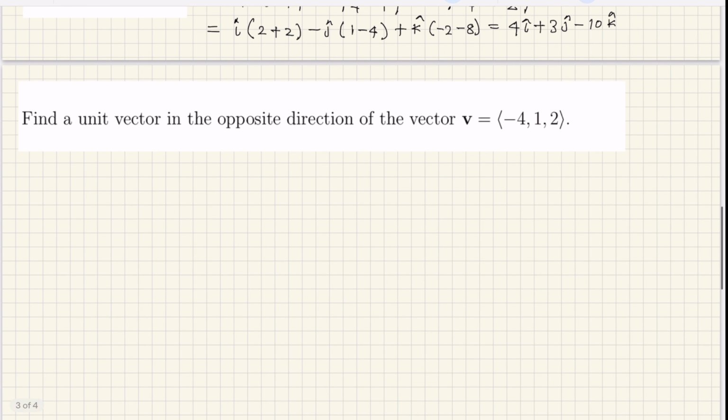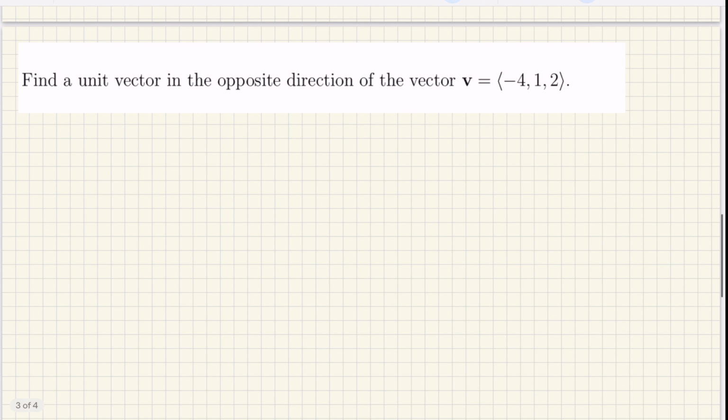So the next question is that we want to find the unit vector in the opposite direction of this given vector over here. So if you want to calculate the unit vector of a vector, for example, if I give you a vector v and I ask you to calculate the unit vector, all you have to do is just normalize the vector. So how do you normalize the vector? Basically, you pick the vector, then you divide it by the magnitude of that vector. Then you get the unit vector.